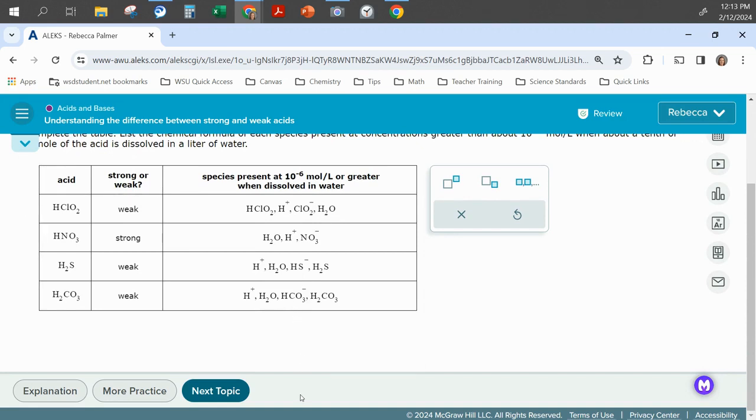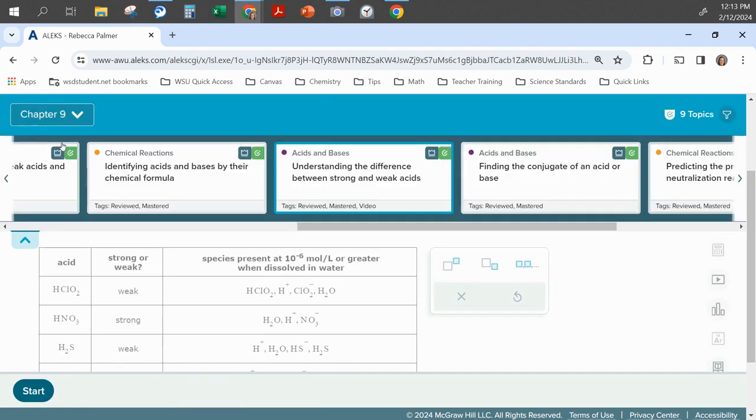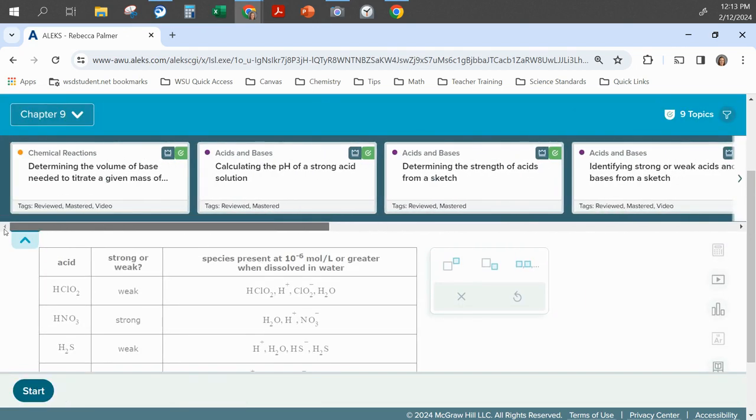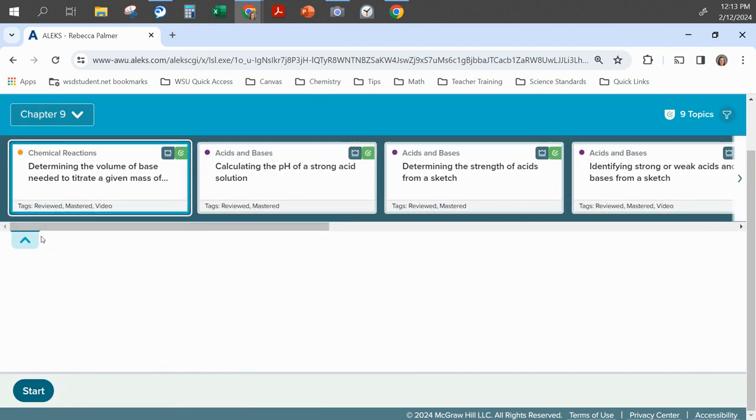Okay. Other ones you want to go over? We already did, we do one more. Yes, yes, of course. Volume of base you did. Yes. Determining the volume of the base. Okay.